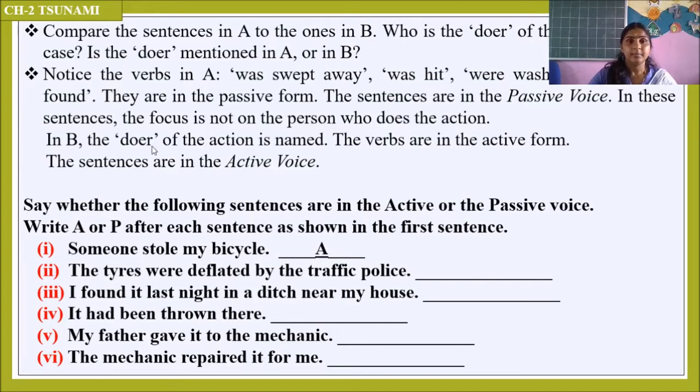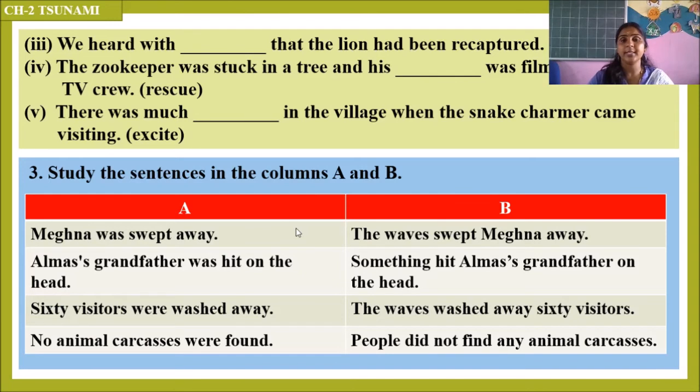And here, in B, the doer of the action is named. The verbs were in the active form. The sentences are in the active voice. So, we have discussed the passive voice. Now, active voice. In B, everything is in active voice. Active voice is like direct speech. So, directly they are giving importance to that verb. Here also the verb is there. Here also the verb is there.